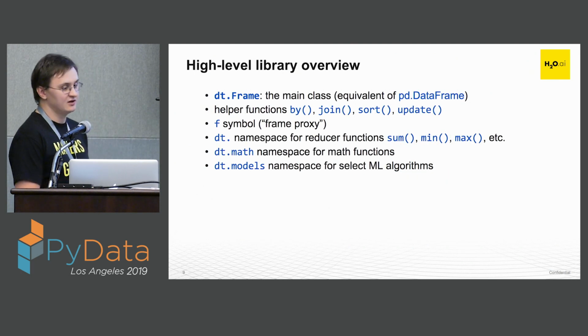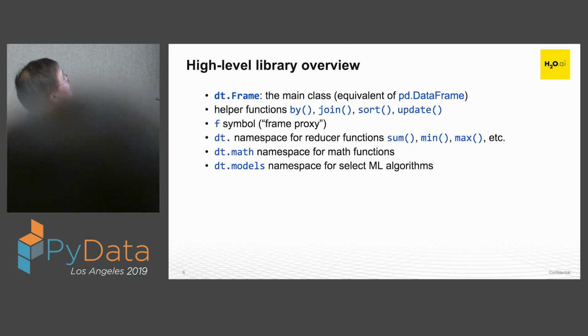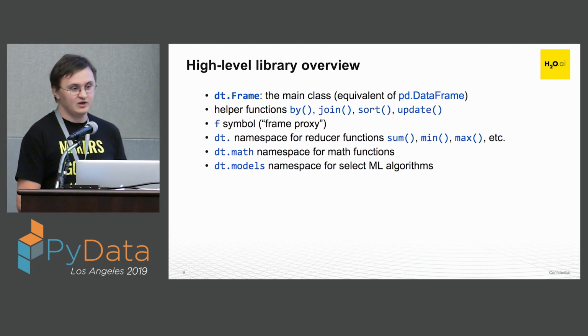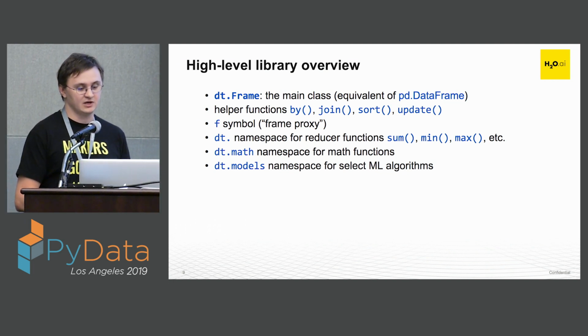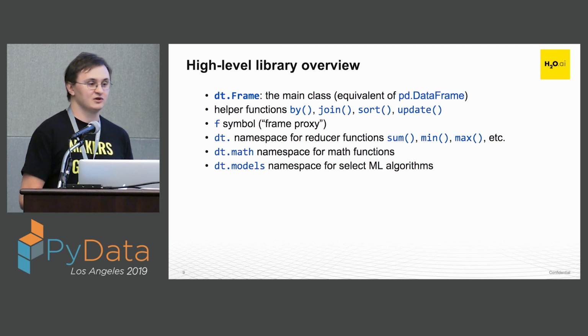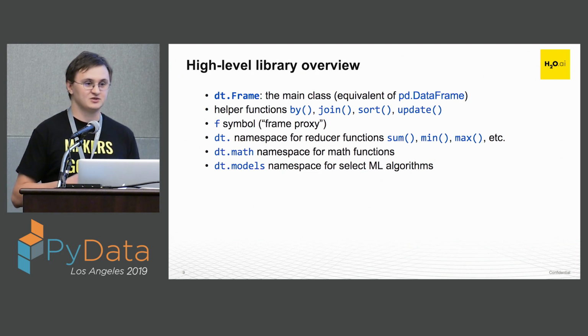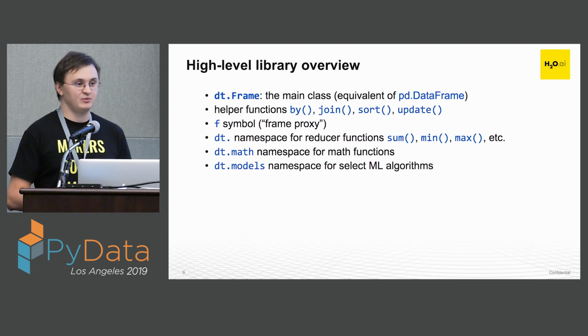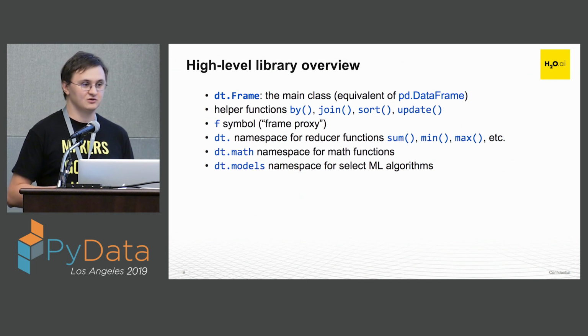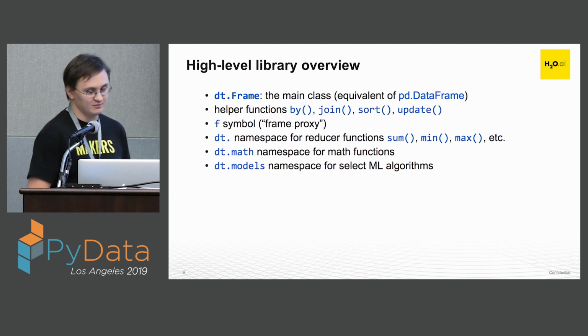Let's start with a high-level overview of the library. We have a main class, which is Frame, and it is the equivalent of the Pandas DataFrame. Notably, we don't have a Series object. In Pandas, you have both frames and series, which are columns in the frame. We don't have columns, at least externally. Everything is a frame. It makes the API a little bit simpler to work with. You don't need to swap between different object types.